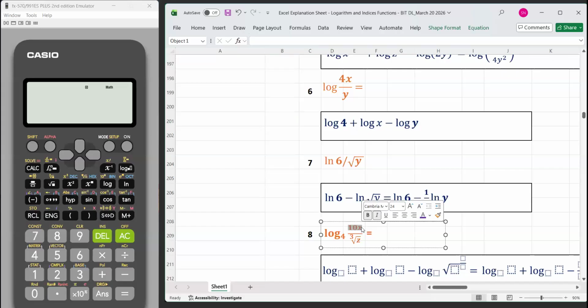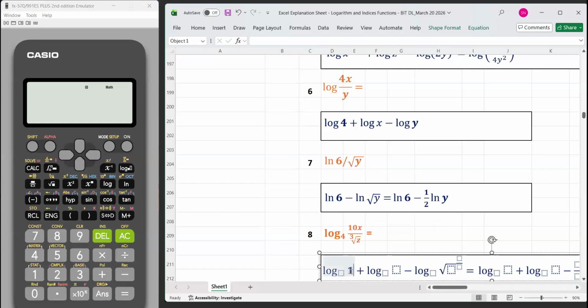Addition. Okay, now if you change cube root of z to indices, it will be what? Z raised to the power 1 over 3. Okay, so the numerator, 10x, becomes log what plus log what? Log 10 to base 4, plus log x to base 4. Okay, then minus what?